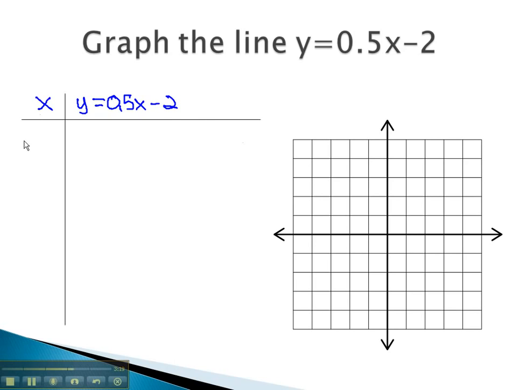If we start by picking maybe -2 for x, our equation becomes y equals 0.5 times -2, minus 2. Working this out, we get -3. Let's graph this point on the coordinate plane. -2 for the x, -3 for the y. 2 to the left, 3 down.